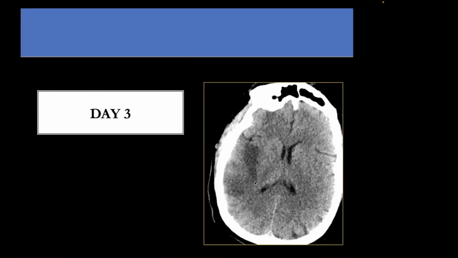This is day 3, so a little time has gone by. Now we can better see the borders of the infarct here in the cortex and here in the deeper tissues and temporal lobe. So as you can see, there's a change in the appearance of the scan as time goes on. We also have a little bit of mass effect already here at day 3 with some effacement probably of the atria of the lateral ventricle.